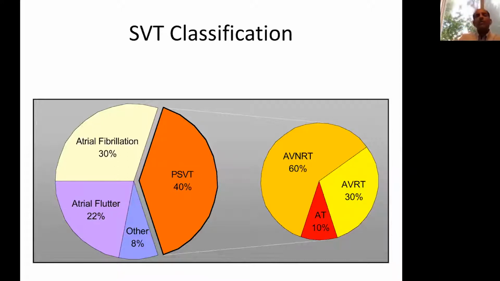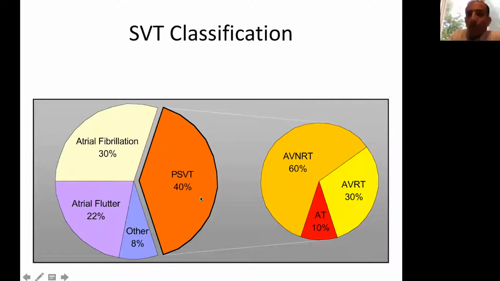So this is a classification of fast rhythms coming from the upper chamber of the heart. It is referred to as supraventricular tachycardia. All of the fast rhythms coming from the upper part will be classified under this. If you look at the broad classification, the one diagnosis that is predominant would be atrial fibrillation. And there is a category called paroxysmal supraventricular tachycardia. Now this is more common than anything else, but this is not one tachycardia. This is a combination of different tachycardias.